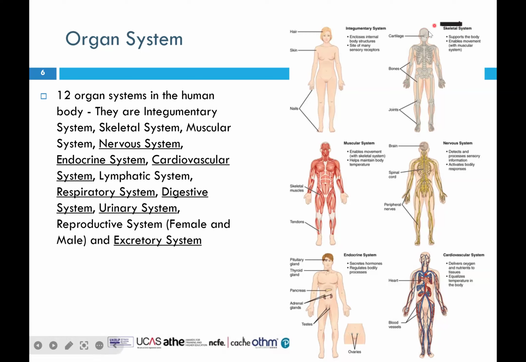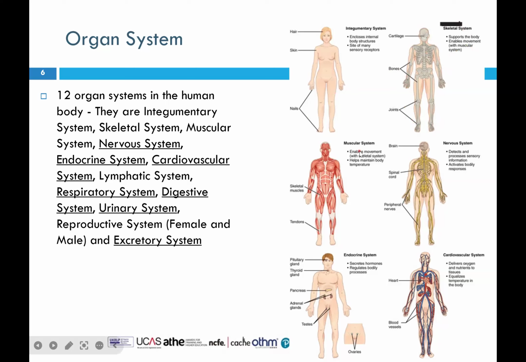The skeletal system is another system here. It supports the body and it enables movement. So that is the main function. It's made up of cartilage, bones, and joints. So your skeletal system helps you to move around.